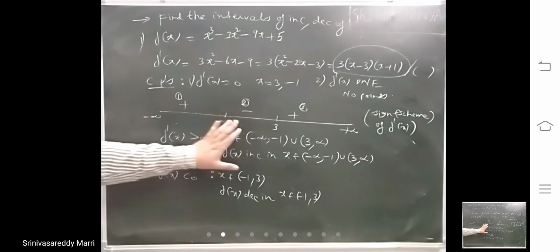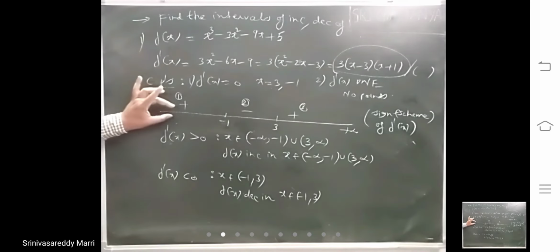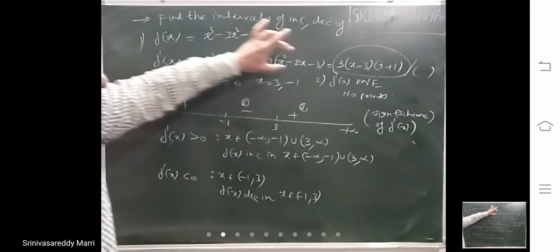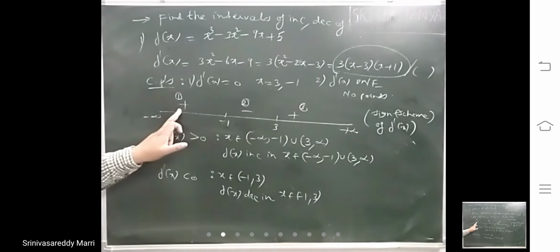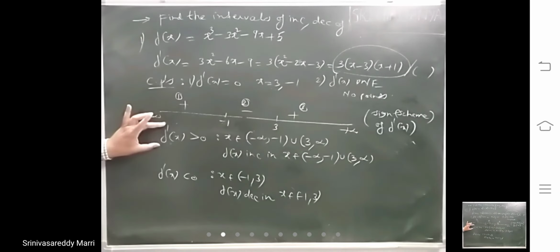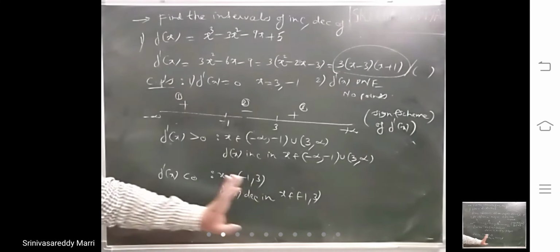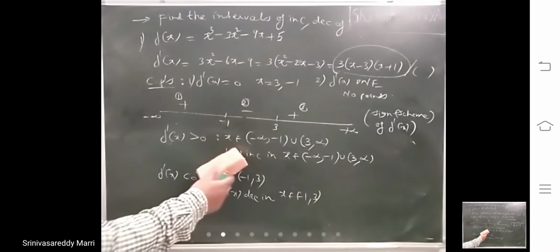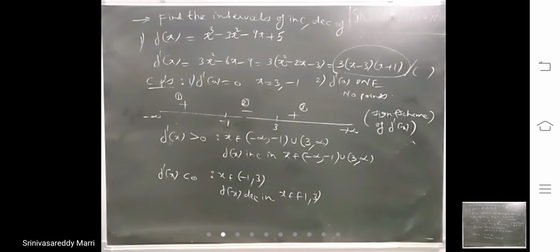After listing, there are 3 intervals formed. In each interval, you take one x value and substitute in f dash x, not in f of x. So you get positive, negative, positive. Positive intervals mean increasing. Negative intervals mean decreasing. Look here: derivative positive intervals written, derivative negative intervals written.